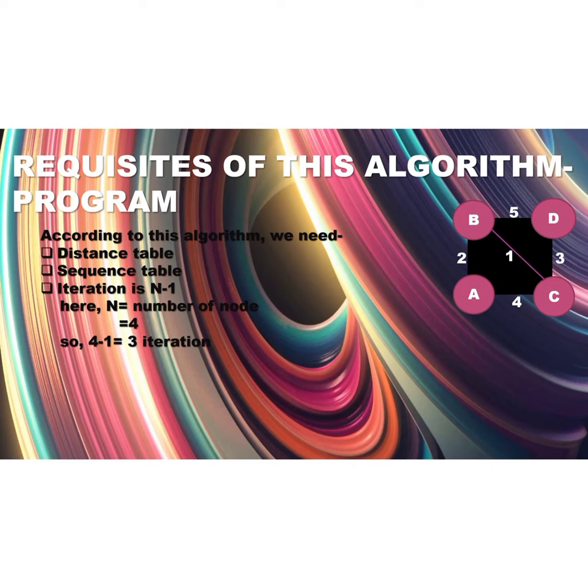Now, moving on to considering the requirements we need for this algorithm to work and give us the desired results, we need first a distance table, second a sequence table, and third iteration, which is equal to n-1, where n is the number of nodes, which in this case are 4. So 4 minus 1 is equal to 3 iterations in total are possible here, and that is why in the previous slide we had calculated 3 paths according to the figure drawn here.